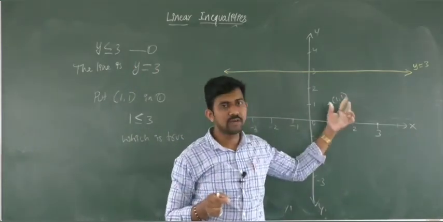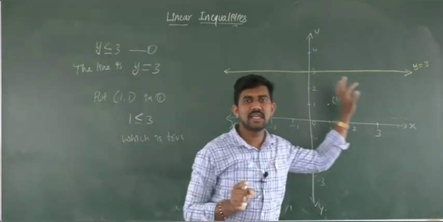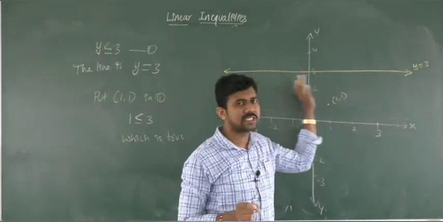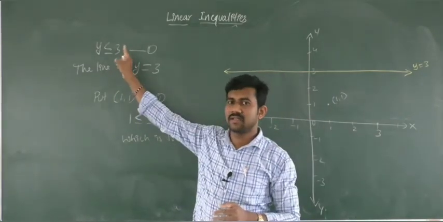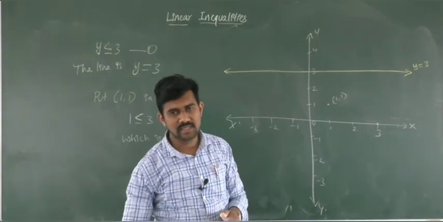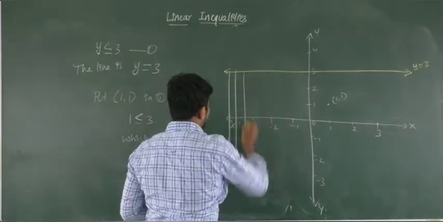So this is one of the solutions of this inequation, which means other solutions also lie in the same region. If you consider any point in this region, the lower half plane, clearly that satisfies the given inequation. That is the case here. So now we have to shade the lower half plane.